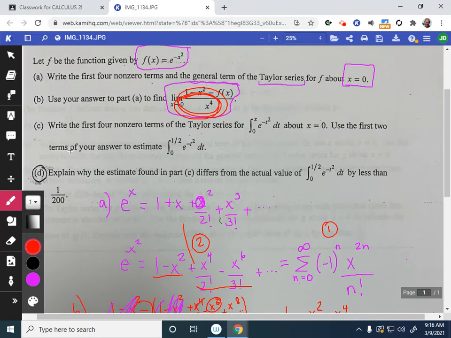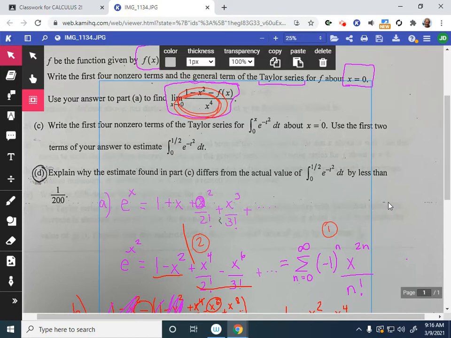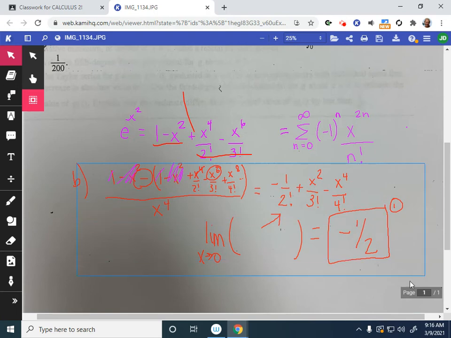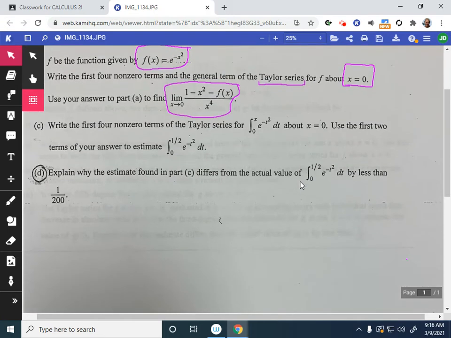Okay, for part C, write the first 4 non-zero terms of the Taylor series for the integral of e to the negative t squared from 0 to x. Don't get freaked out about the different variables. They just don't want everything to be x's because that's a little weird. So let me get rid of some of this. I might need to rewrite. I don't want to get rid of my series for e to the negative x squared, so I'm going to rewrite that just so I have it. Make this neater.